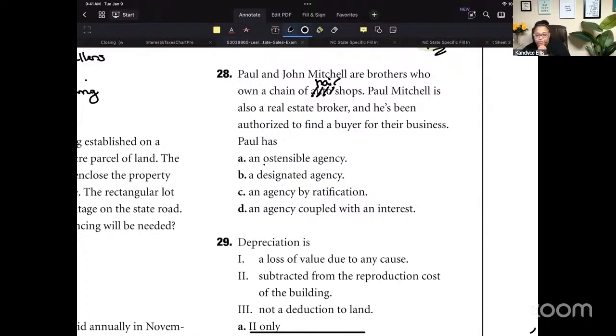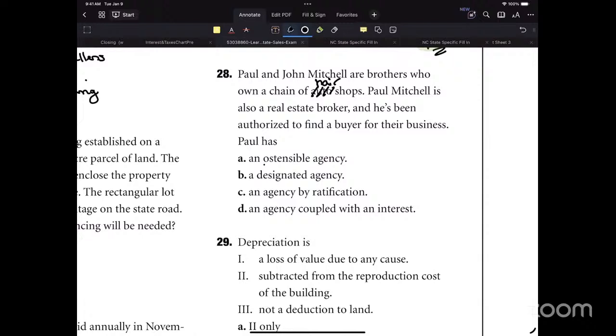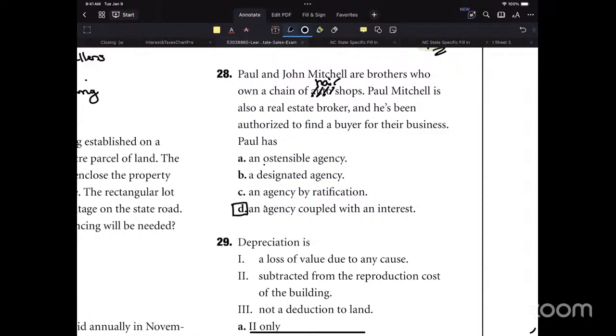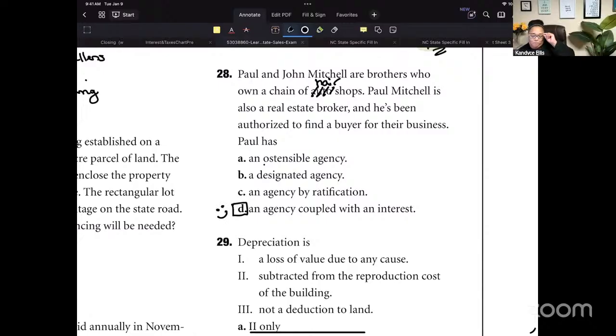Anybody have a clue? Or is there one that you can eliminate? I think we can go ahead and eliminate D, an agency coupled with an interest. I don't think so. Well, actually, that is the answer. Okay, good, let's explain why. It's okay, Elena. That's why we do this. I want you to get it wrong here so that you get it right some other time. Ostensible agency is basically like saying, I'm basically your agent. You should not, as a real estate agent, ever be creating ostensible agency.